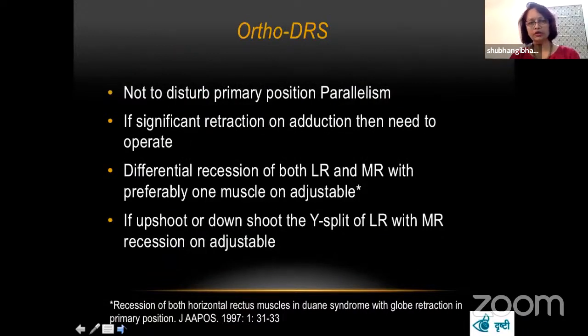Then the ortho-DRS, the tip is not to disturb the primary position parallelism. We do operate only if there is a significant retraction on adduction. Differential recession of both LR and MR, with preferably one muscle on adjustable. And if there is an up and down shoot, we can do a Y split of LR with MR recession.